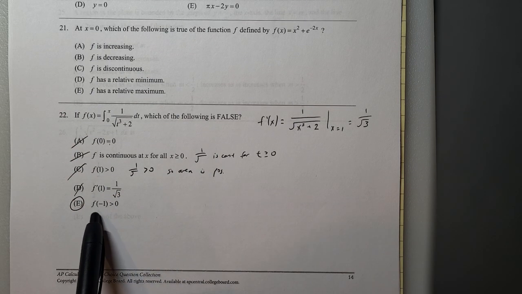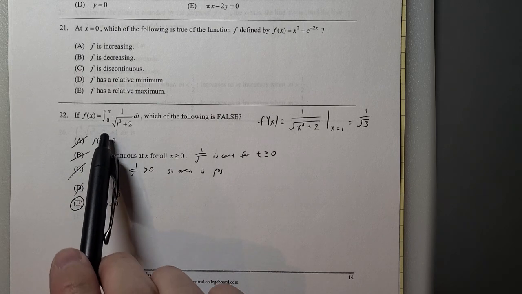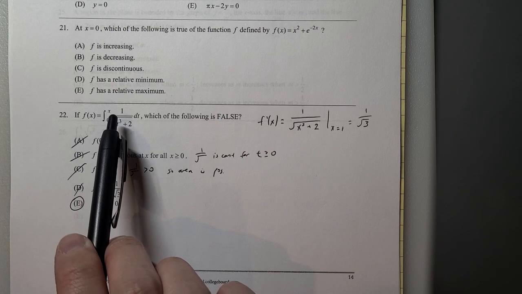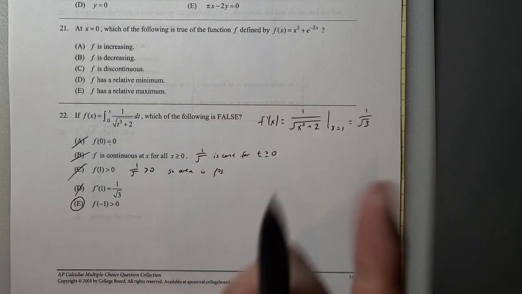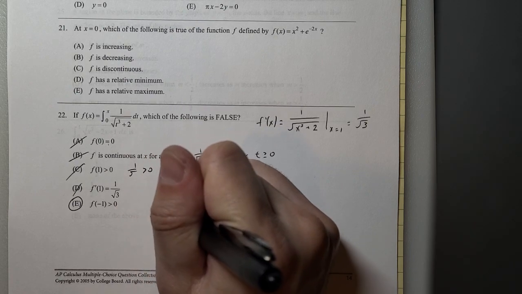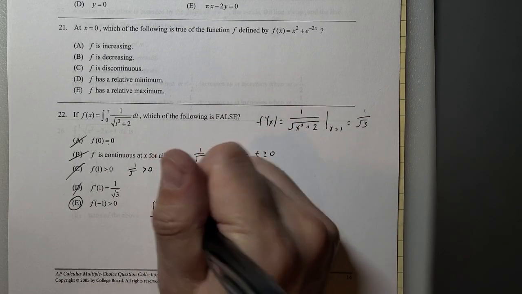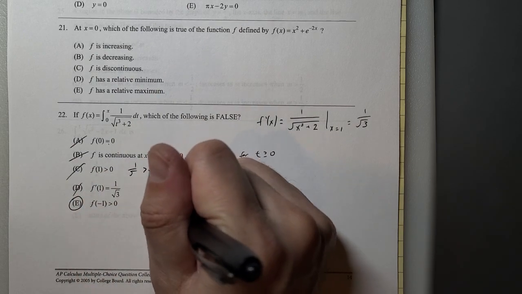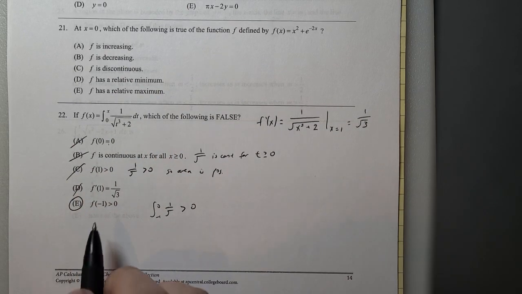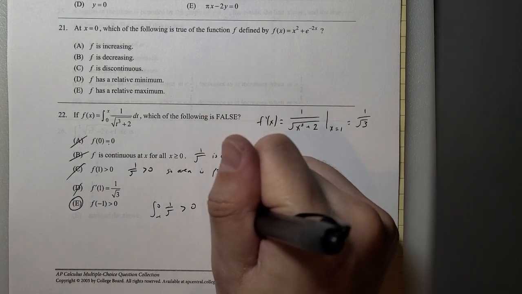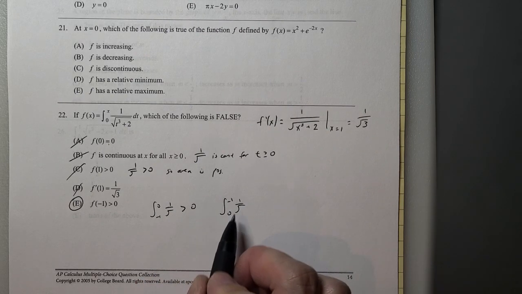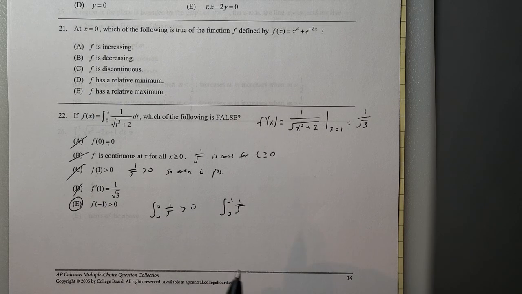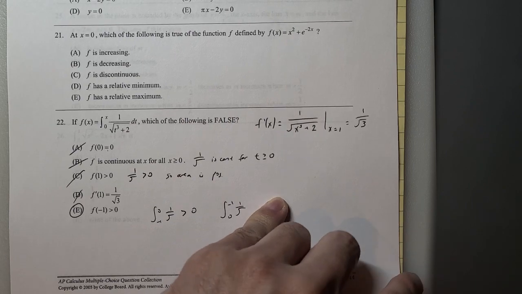And by process of elimination, we can just go through it. Also, f of negative 1 is greater than 0. Well, even at negative 1, this guy, the 1 over square root, would be positive and greater than 0. But this is f of negative 1, the integral from 0 to negative 1. So it would be negative, because the limits are flipped, right? You can flip it back, but put a negative sign in front. So this is false. It has to be negative.